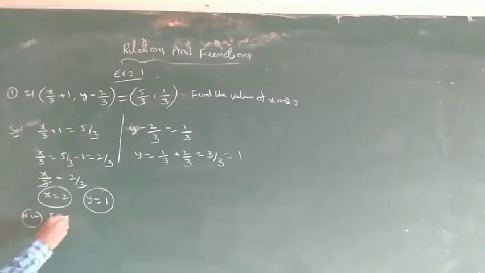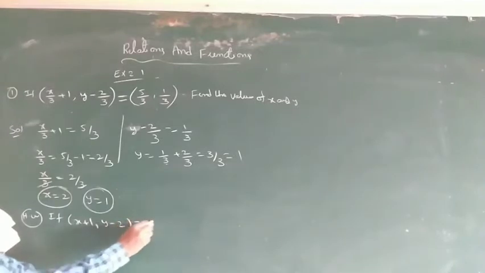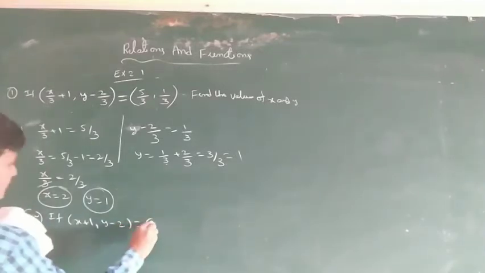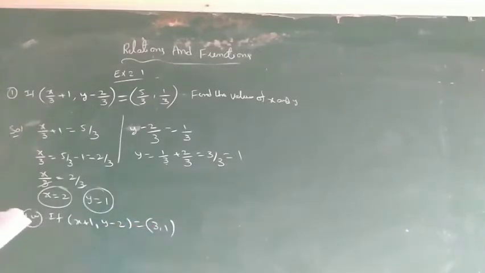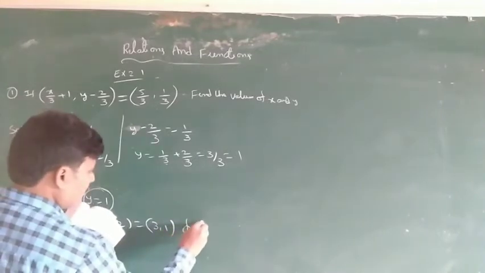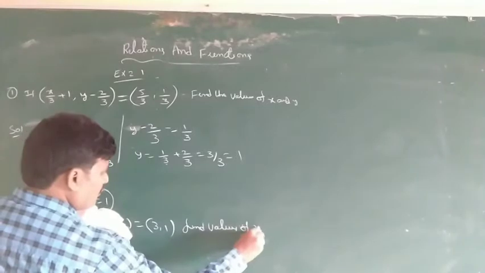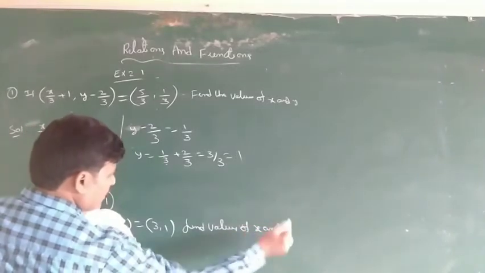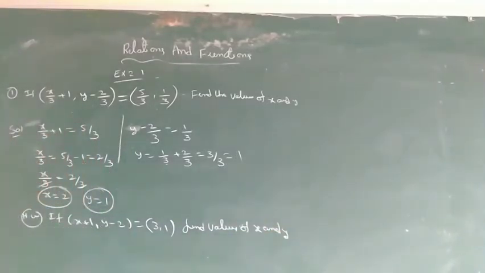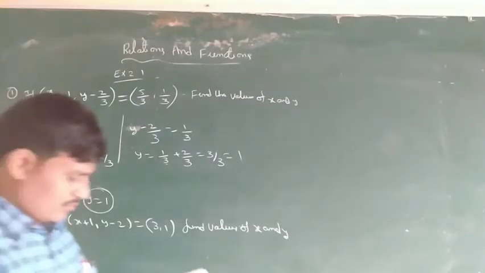Homework. If (x + 1, y - 2) is equal to (3, 1), find the values of x and y. This is the homework problem. Okay, next problem.